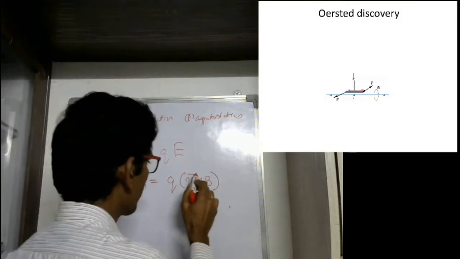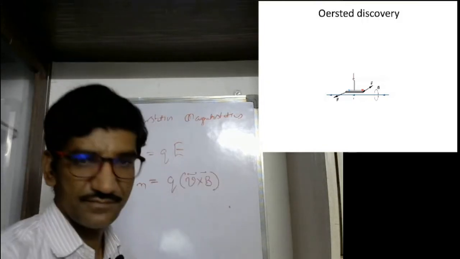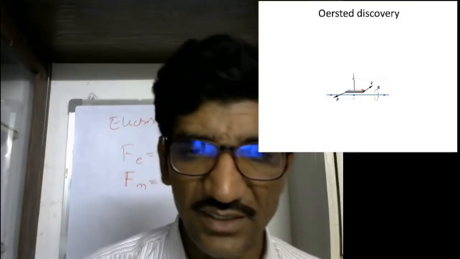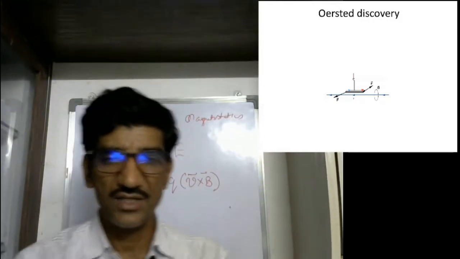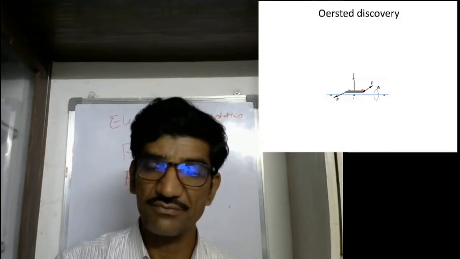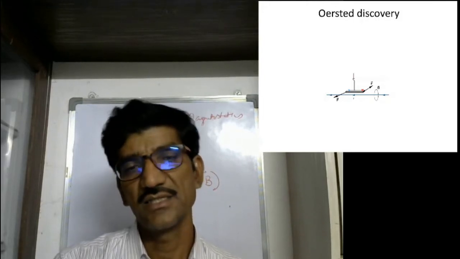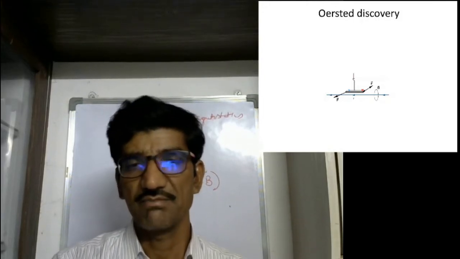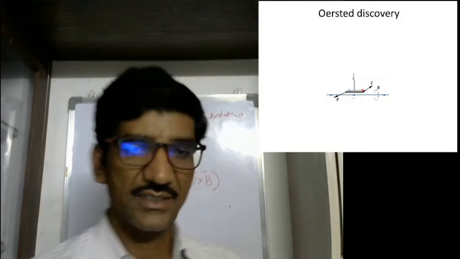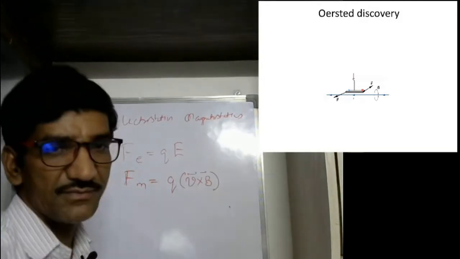V is a vector, B is a vector. This is the formula giving the magnetic force acting on a charge placed inside the magnetic field.